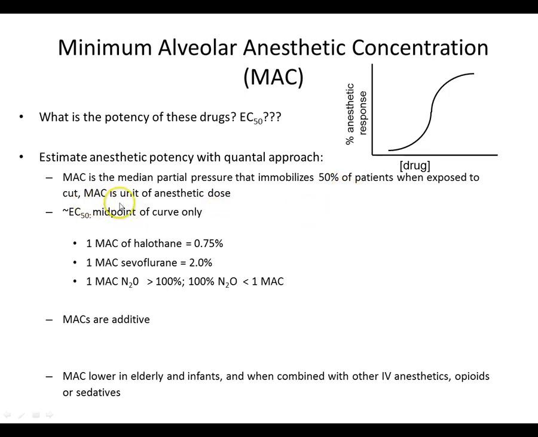And so the MAC can be defined for each individual drug, just like each individual drug would have its KD value. In the case of inhaled anesthetics, each drug is defined by an MAC. So it takes 0.75% halothane, only 0.75% of the gas that you would administer to a person would need to be halothane, in order for 50% of those patients to not respond to a painful stimulus.